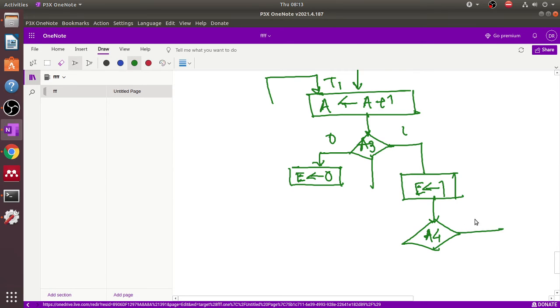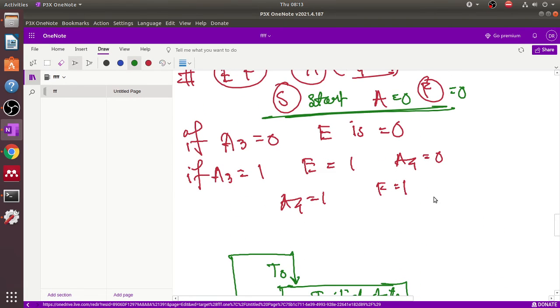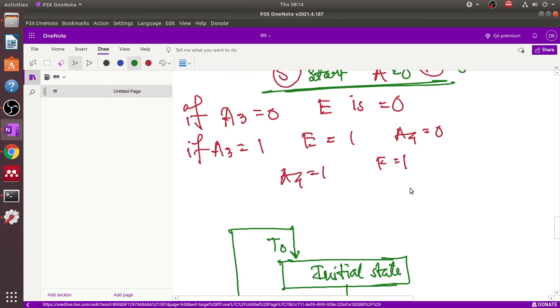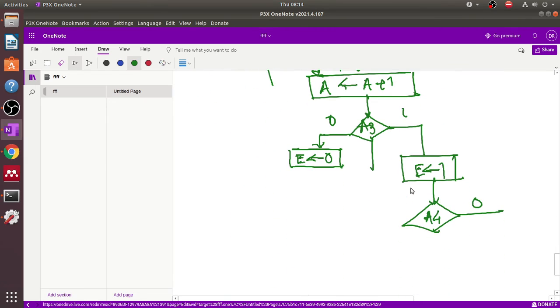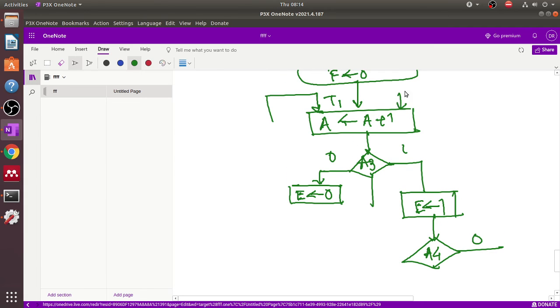When A4 equal to 0, what are in our questions? When A4 equal to 0 and E set to 1, then the count continues. But if A4 equal to 1 and E set to 1, at the next clock pulse the system stops counting. One thing should be remembered here: for A4 equal to 0, it again comes back to this state. This is very important because the count continues.